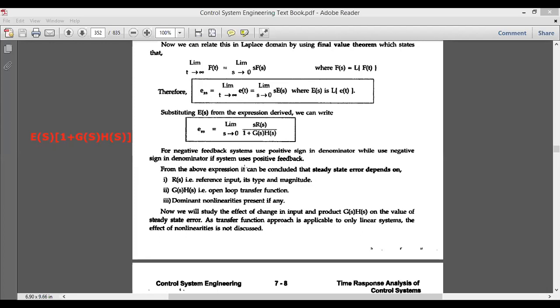So you may get a question with respect to steady state error: define the steady state response and derive the equation for steady state error. So you just draw that figure, try to derive this equation, and apply the Laplace transform.